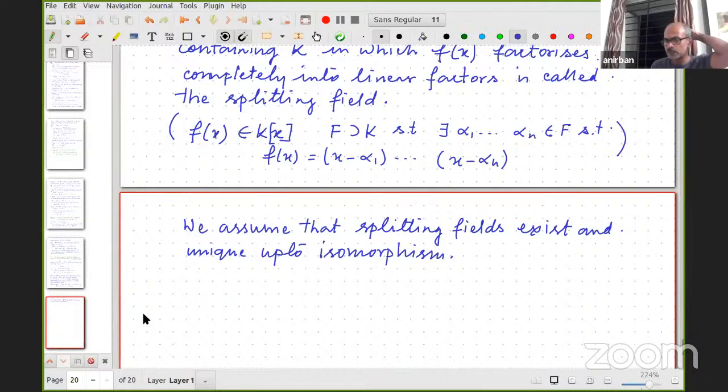In fact, intuitively, it's not such a difficult thing to imagine. I'm not saying that it's completely trivial to prove, but it's not difficult to imagine because if you have a polynomial f(x) with roots alpha 1, alpha 2, ..., alpha n, suppose these are all its roots in some very large field which contains all these roots, and this is over K[x].